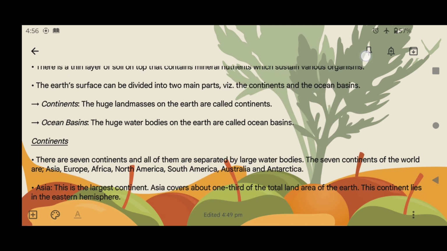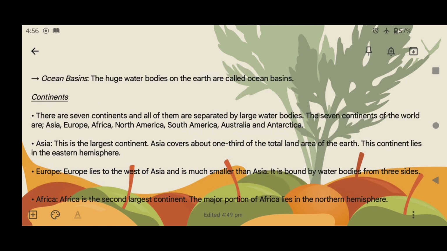Continents. The huge land masses on the Earth are called continents. Ocean basins. The huge water bodies on the Earth are called ocean basins. There are 7 continents and all of them are separated by large water bodies. The 7 continents of the world are Asia, Europe, Africa, North America, South America, Australia, and Antarctica.